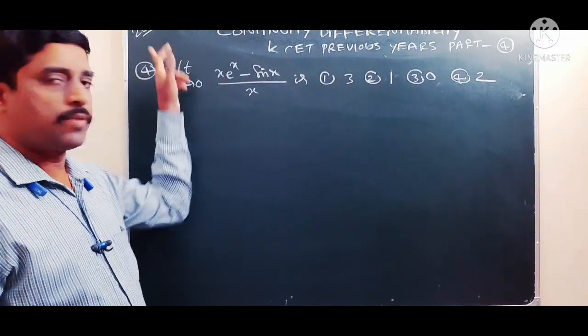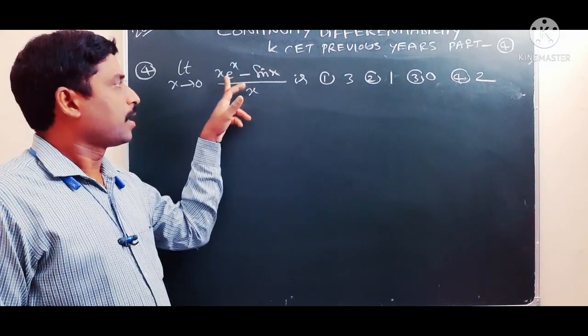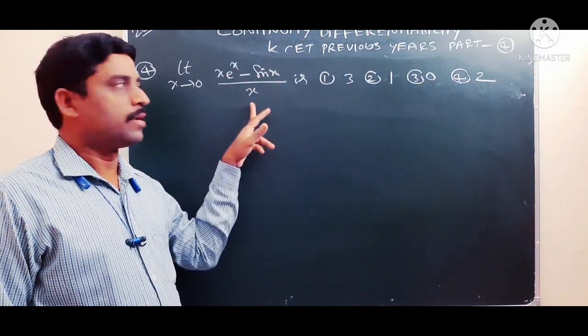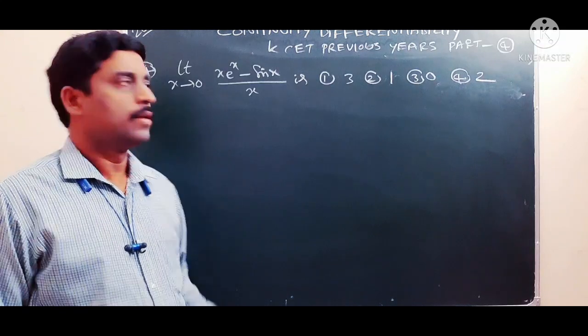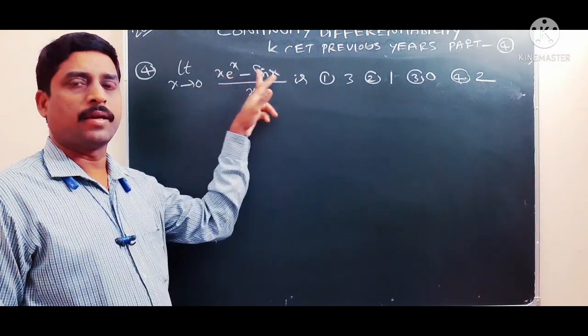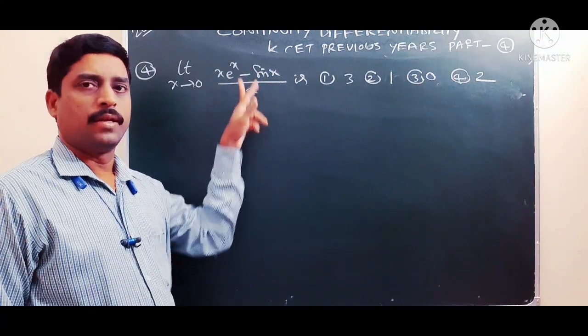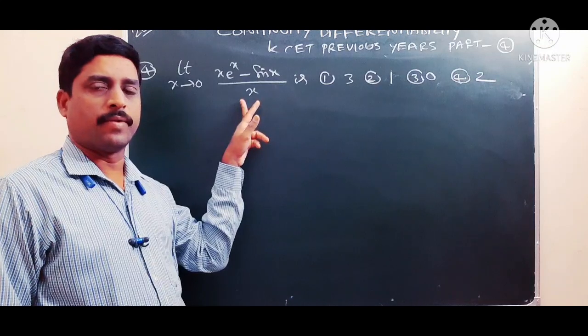Limit, this is from a 2016 question. Limit x tends to 0, (x e to the power x minus sin x) by x. Okay, now put x as 0. This value will be 0 minus sin 0, which is 0, so 0 minus 0, 0 by 0. So 0 by 0 is an undefined form.